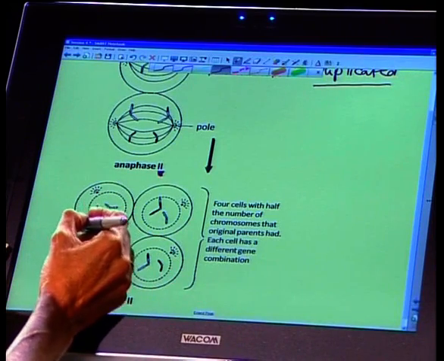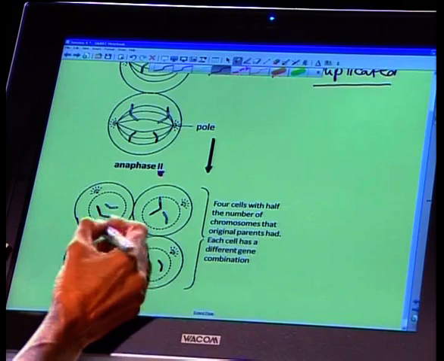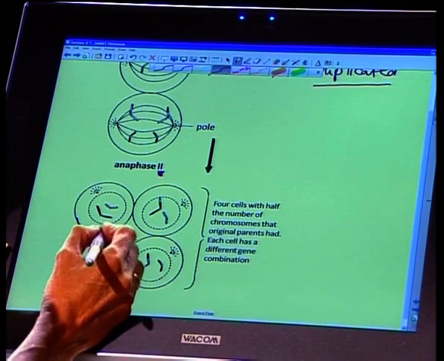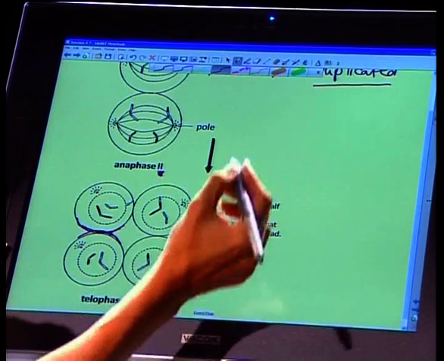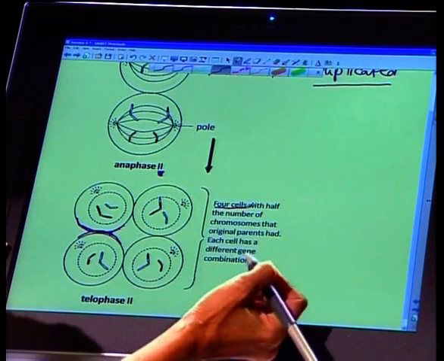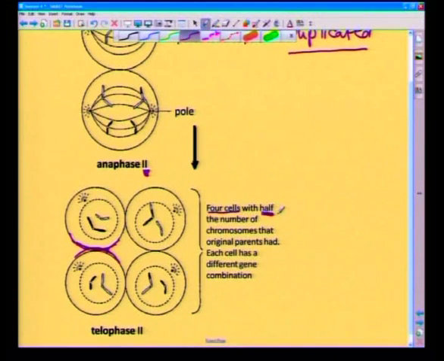Telophase, clearly we'd have our constriction, and eventually the constriction, the cytoplasm and the cell membrane would form for each, and they would separate out. So here we have 4 cells with half the number of chromosomes that the original parent cells had, and each cell has a different gene combination. And this is exceptionally important, people, especially when we get to genetics.